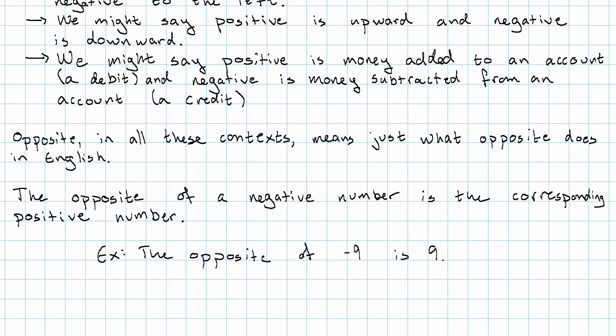We can also make sense of the opposite of 0 in this context, although it's kind of boring. 0 is its own opposite. When you think about it for a moment, again, that makes sense. If the distance I travel is 0, I'm just staying in one place. It doesn't matter what direction I'm traveling.